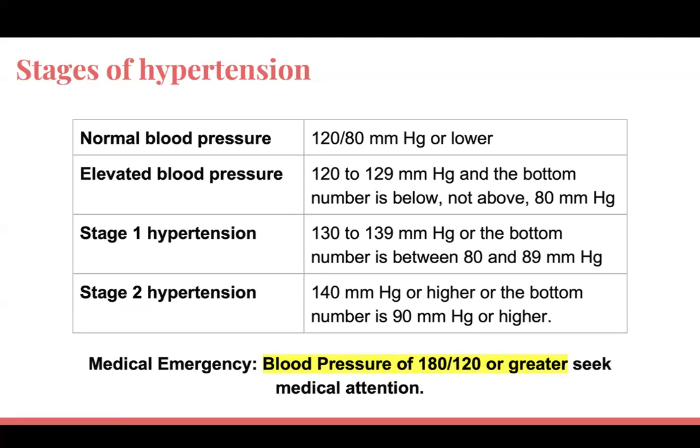Stage 2 hypertension is where you have a blood pressure reading of 140 or higher, or the bottom number is 90 or higher. But one thing you should definitely know is that if you ever have a blood pressure reading of 180 over 120 or greater, this is considered a medical emergency, and it's important that you seek medical attention, as it might lead to some adverse events, which we'll also go over in the presentation.